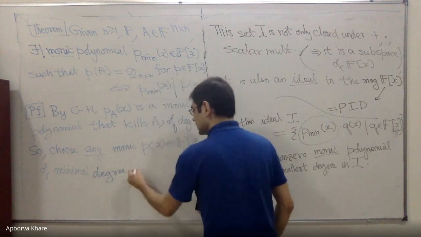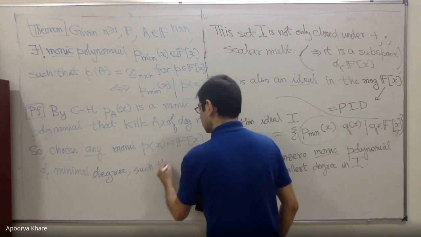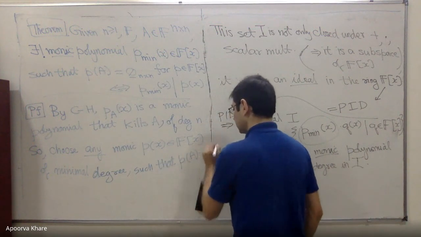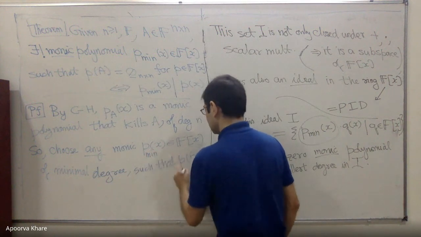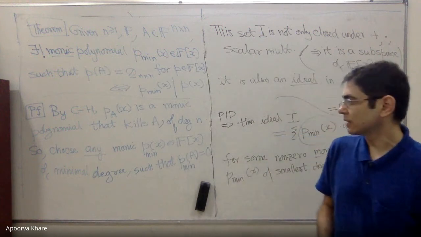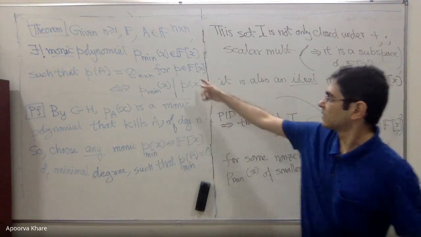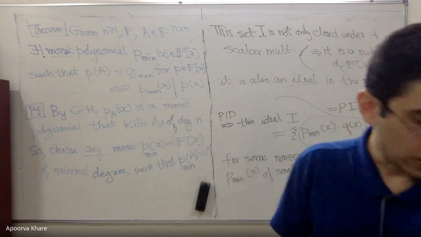Of degree such that, in fact, let us give this polynomial a name, call it P min, of minimal degree such that P min of A is 0. Okay? And the claim is that this polynomial satisfies this condition. The claim is this is the P min. Okay, how do you prove that?